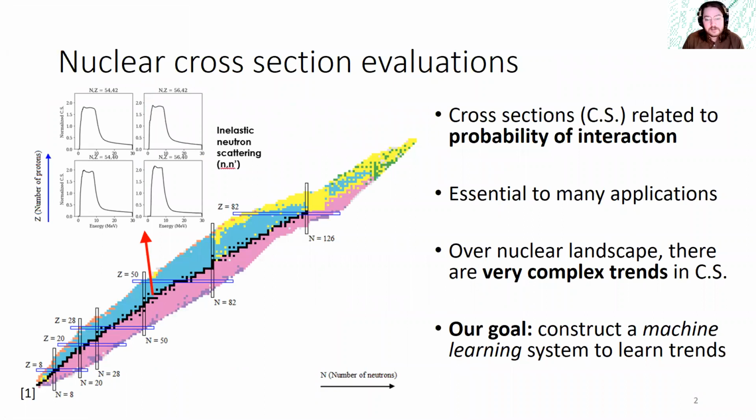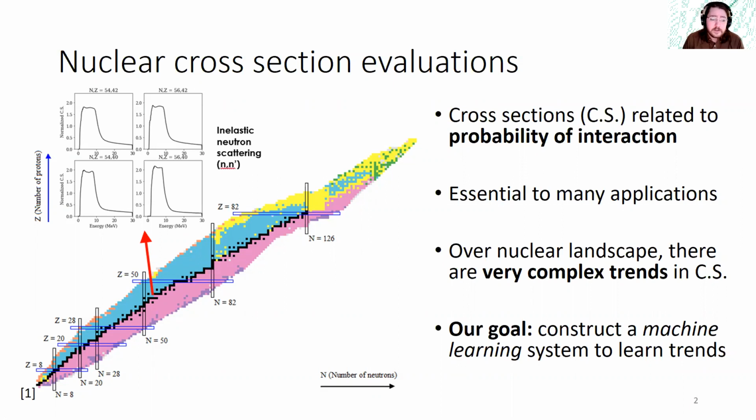So nuclear cross-sections are a type of nuclear data. They're related to the probability of a particular reaction on a target nucleus, and in this case, as a function of the energy of incoming particles. These are invaluable for many applications, but also can be plagued by lots of challenges.